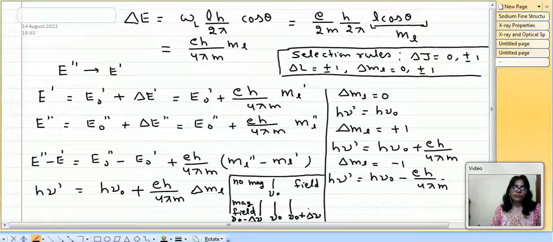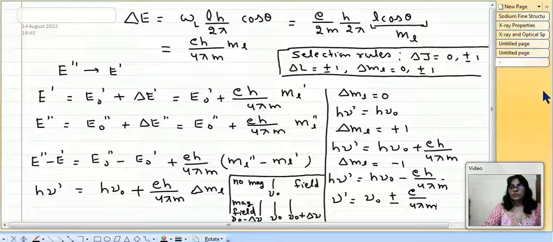And in the parallel view, we see only two lines. It is because of the polarization effect, so let us not go into detail of that. But originally you can say that there is a splitting into three lines when the magnetic field is applied: nu naught plus delta nu, and nu naught minus delta nu. And one correction here: because it is nu dash, we can cut the H, and nu dash is equal to nu naught plus minus E upon 4 pi m.